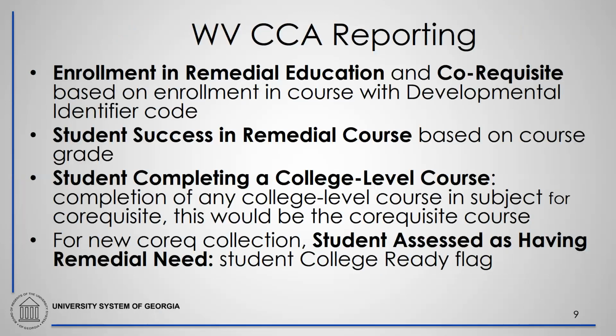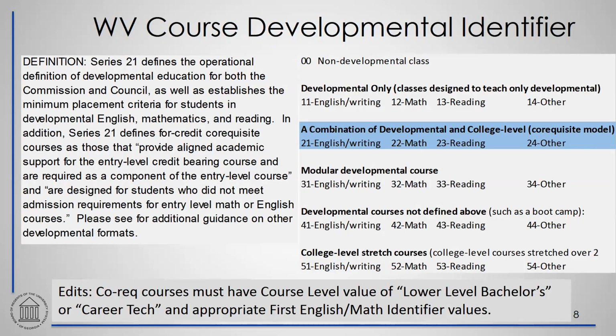When West Virginia does standard CCA reporting, when they are talking about enrollment in remedial education and enrollment in co-requisite remediation, this is based on enrollment in a course that has the developmental identifier code, and specifically the co-requisite code. So on that previous screen, one of these developmental codes identifies co-requisite: the blue codes.